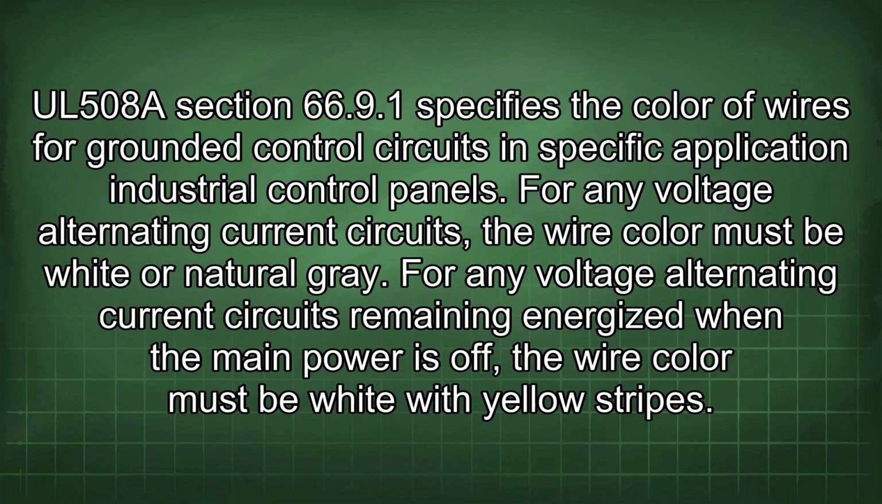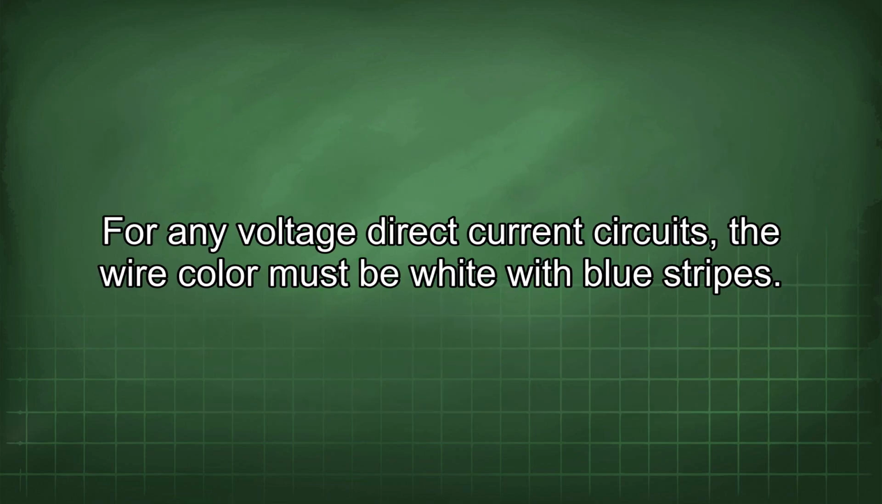UL508A section 66.91 specifies the color of wires for grounded control circuits in specific application industrial control panels. For any voltage alternating current circuits, the wire color must be white or natural gray. For any voltage alternating current circuits remaining energized when the main power is off, the wire color must be white with yellow stripes. For any voltage direct current circuits, the wire color must be white with blue stripes.